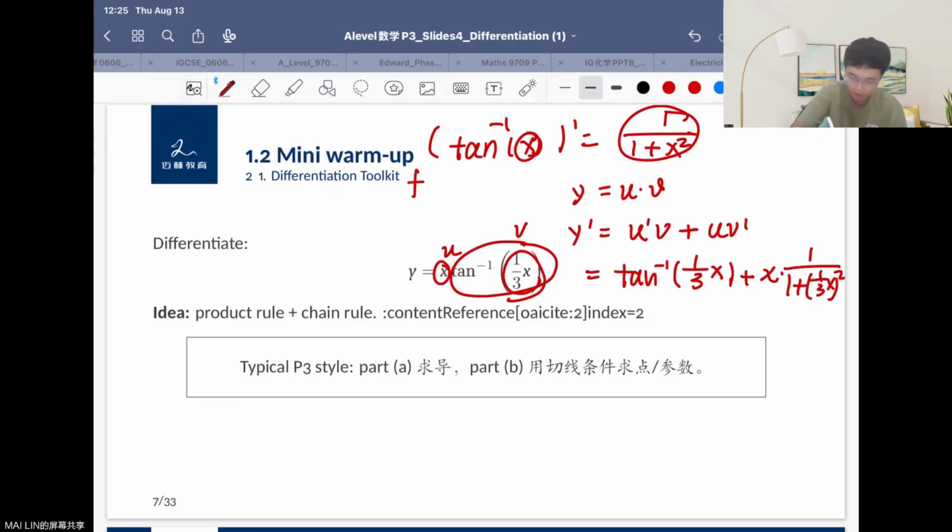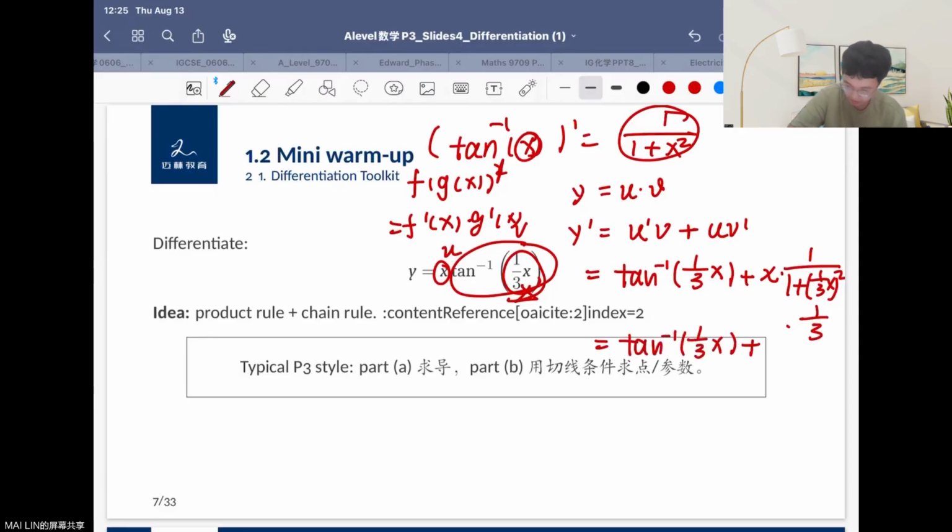So that is f of g x, because of the composite function, right? So the differentiation here is f differentiation times g x differentiation, okay? And then times the differentiation of 1/3 of x, that is 1 over 3, okay? So you can find that the differentiation is tan inverse of 1 over 3x plus x over 3 times 1 over 1 plus 1 over 9x squared, okay? That is for this problem.